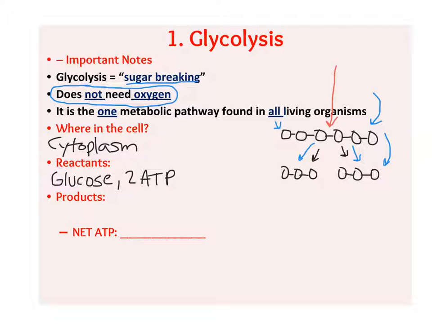Now, what are the products? What do you get from glycolysis? You're going to get 4 ATP. So we use 2 ATP to split that glucose in half, but from doing that, we get 4 ATPs back. We also get 2 electron carriers called NADH.